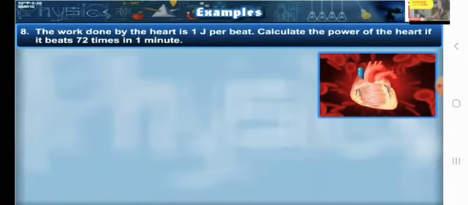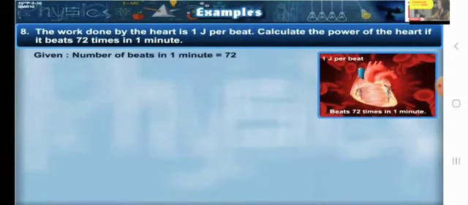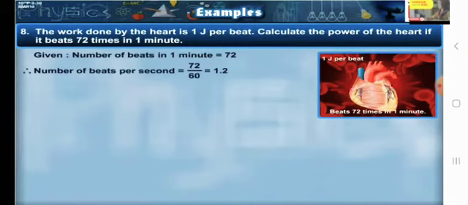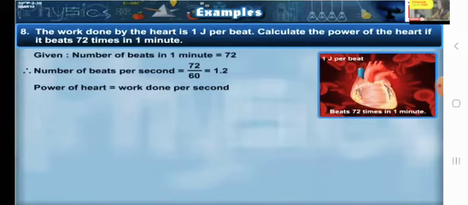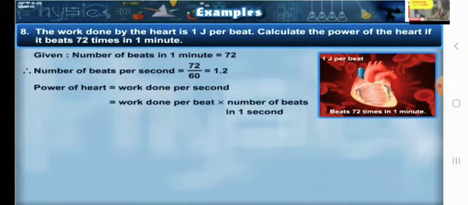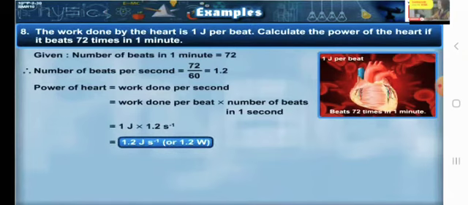Eight, the work done by the heart is 1 joule per beat. Calculate the power of the heart if it beats 72 times in 1 minute. Given number of beats in 1 minute is equal to 72. Therefore, number of beats per second is equal to 72 upon 60, which equals 1.2. Power of heart is equal to work done per second is equal to work done per beat into number of beats in 1 second. Substituting the values, it is equal to 1 joule into 1.2 beats per second, which equals 1.2 joule per second or 1.2 watt.